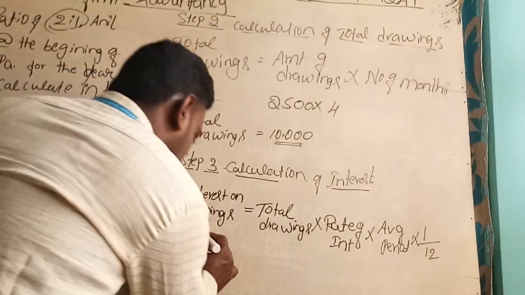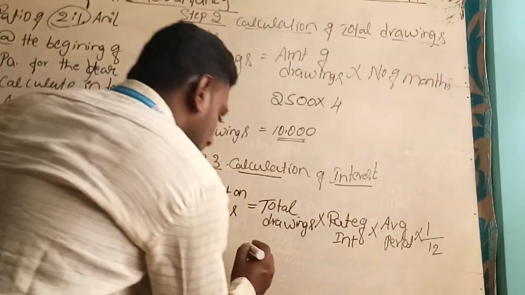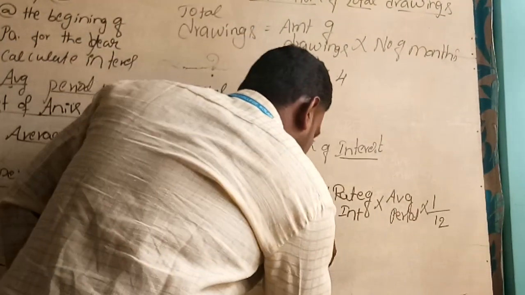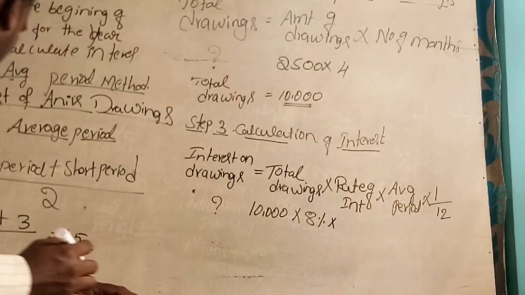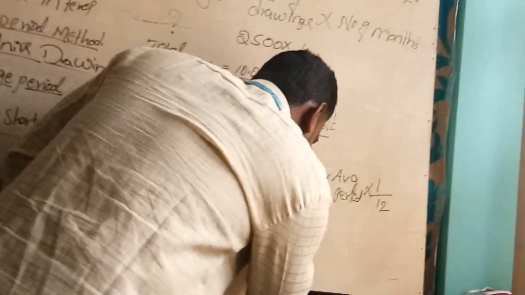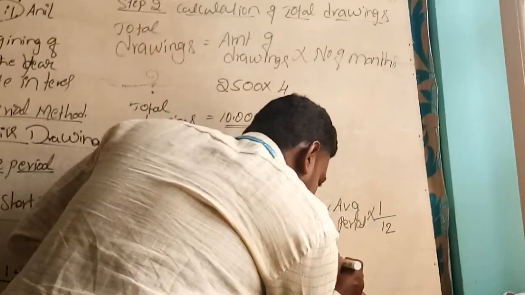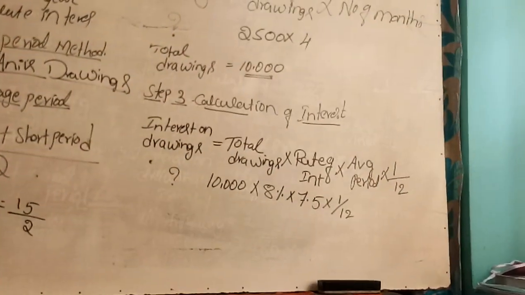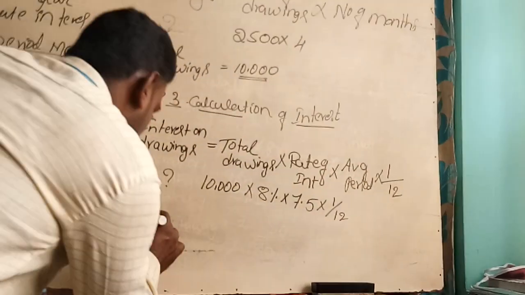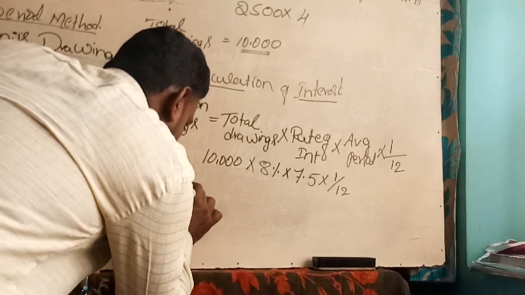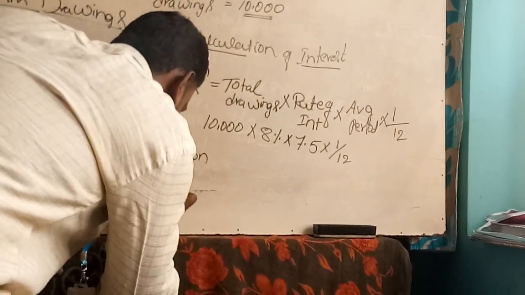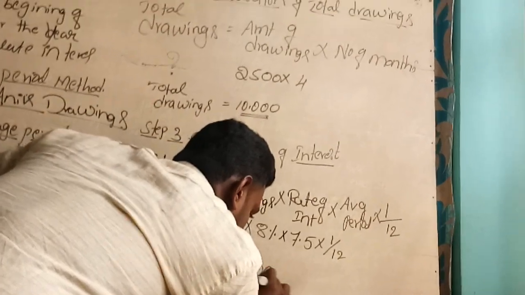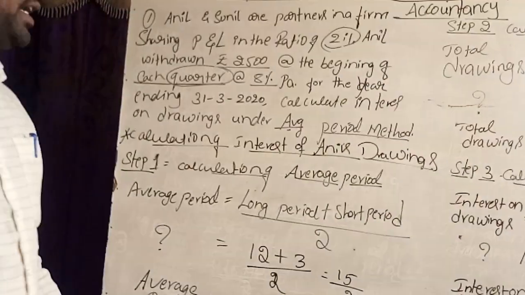Now interest on drawings is the question mark, we don't know. Total drawings is 10,000 into rate of interest is 8% into average period is 7.5 into 1 divided by 12. So this is the formula with which we have to calculate the interest on drawings. Now by simplifying this, we will get interest on drawings is equal to rupees 500. So 500 is the interest on drawings.